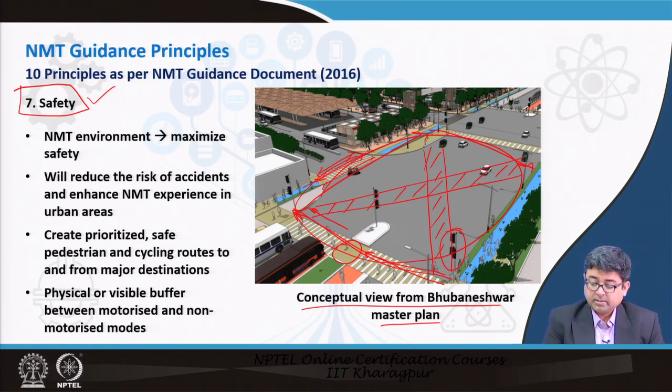So, if somebody is crossing from 1 and wants to go to 4, he or she need not take this route, he or she can now take the direct route here. So the signals are designed in such a way that it provides an all red phase.